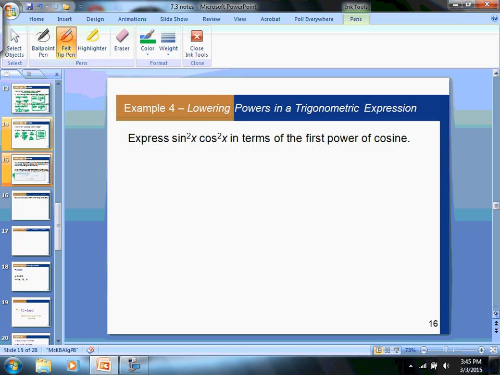Okay, so let's do one last example here where we're dealing with these lowering power formulas. It says express sine squared x and cosine squared x in terms of the first power of cosine. So that means we want to write it in terms of just cosine x, cosine to the first. Okay, so what we're going to have to do is rewrite the sine squared x, which we know is 1 minus cosine 2x over 2.